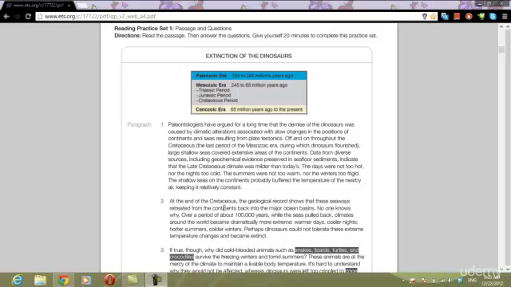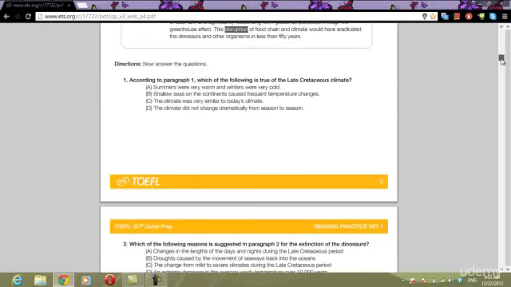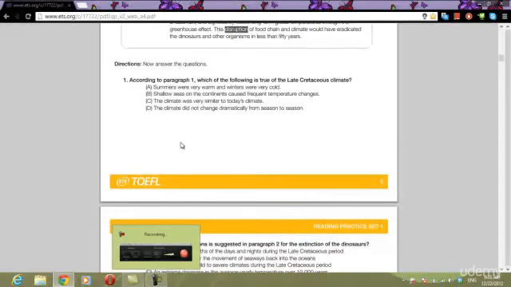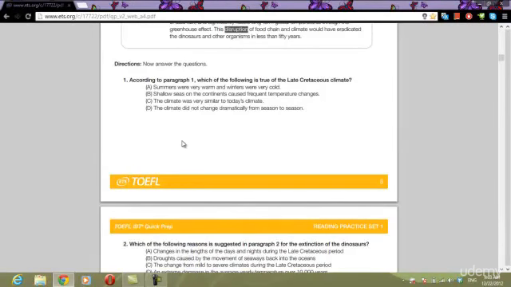So as you know, we don't read the passage first. That's a waste of time. The questions tell us exactly what we need to hear and what information we need to obtain. Alright, so this is about extinction of dinosaurs. So let's go ahead and look at the first question, and let's go ahead and get started. Alright, so question number 1.